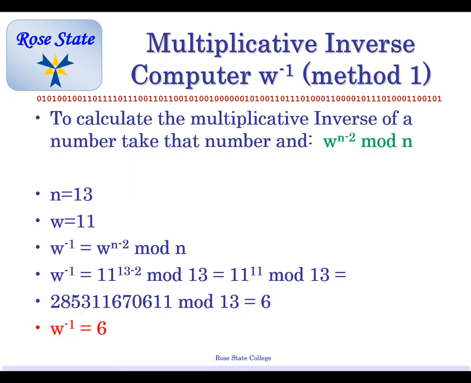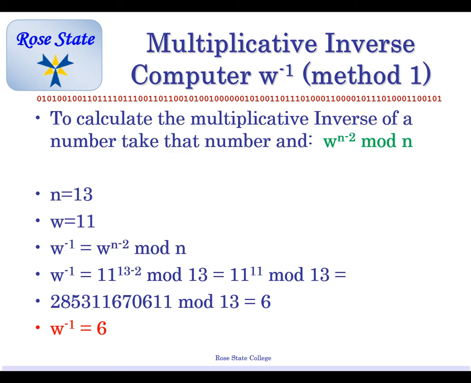Now we get to the fun stuff. Here you have an assignment on this. We're going to calculate the multiplicative inverse. You're going to do it exactly the way I tell you, which is 3 different ways. It says to calculate the multiplicative inverse of a number, take that number, go w to the n minus 2 mod n. So, if n is 13 and w is 11, we go w, which is 11, raised to n minus 2, mod n.